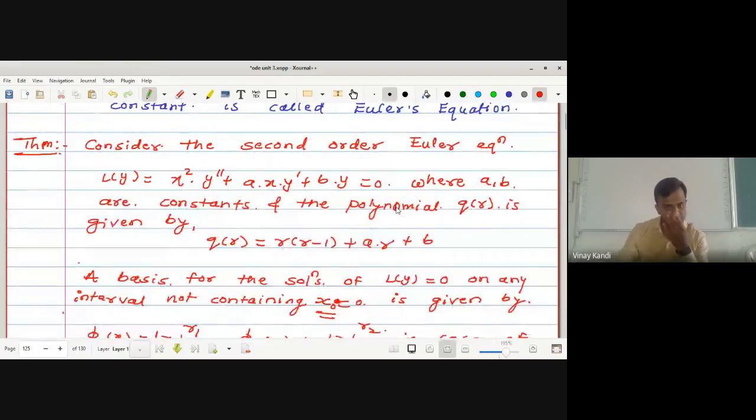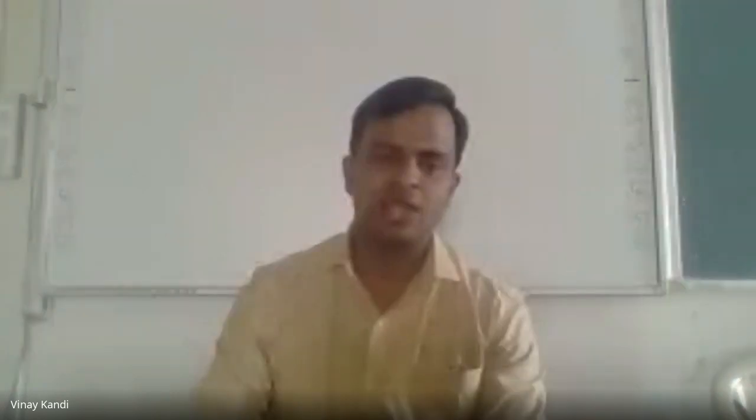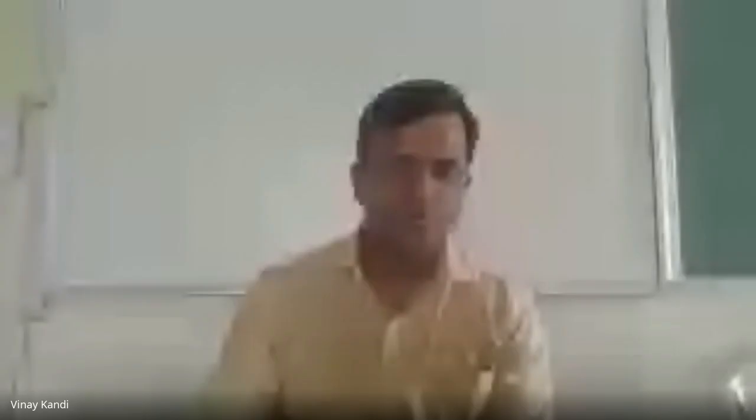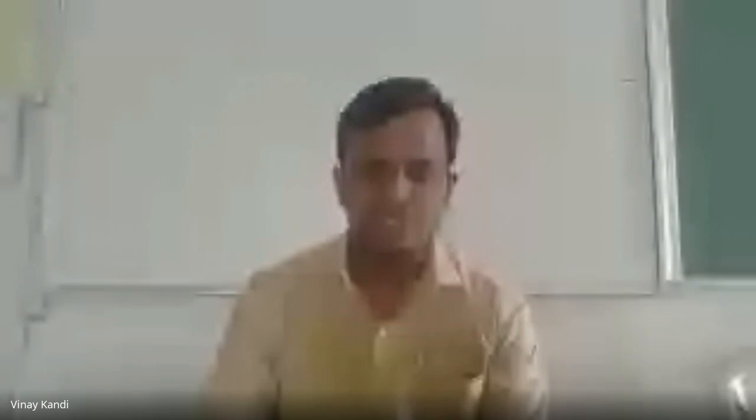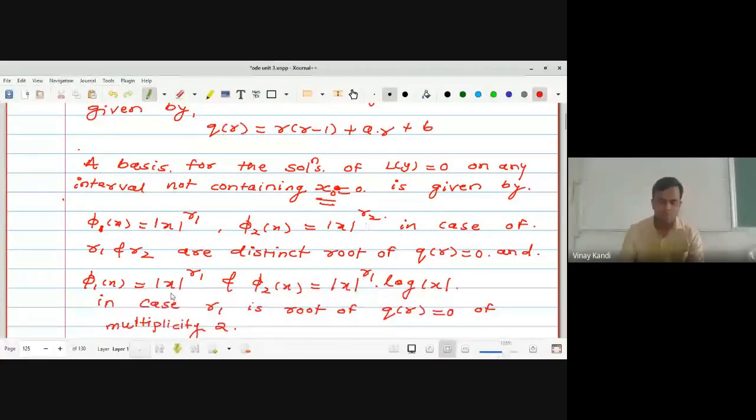Okay, what is the theorem? Consider the second order Euler's equation L of y is equal to 0, where a and b are constants, and the characteristic polynomial is given by q of r equal to r into r minus 1 plus a r plus b. The general solution of the given differential equation is given by the combination of mod x raised to r1 and mod x raised to r2, and if the roots are repeated, the second solution is mod x raised to r1 into log of mod of x, in case r1 is repeated two times. Okay, any doubt in this statement?